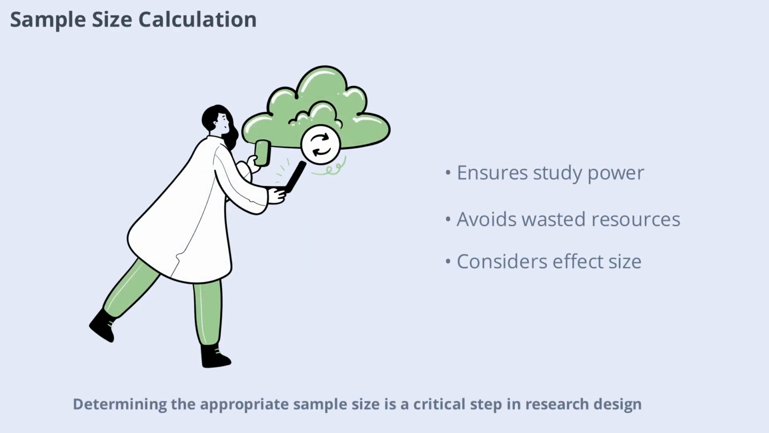Determining the appropriate sample size is a critical step in research design. Too small a sample may lack the power to detect meaningful effects, while too large a sample can waste resources. Sample size calculations consider factors like expected effect size, variability, and desired statistical significance. Proper planning ensures that your study is both efficient and scientifically robust.